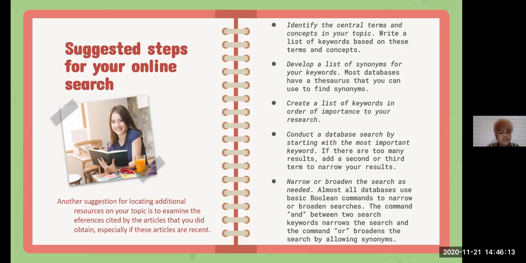To examine the references cited by the articles that you did obtain, especially if these articles are recent. Ang ginagawa ko naman ay isa sa technique din to. Kapag nakakuha ka na ng magandang RRL na related sa topic mo, tingnan mo yung mga references na doon. At yun naman ang hanapin mo. Kasi, hindi ka na mahirapan. Di ba? Pag nakakuha ka ng mga, let's say, 5 or 6 or 10, tingnan mo na yung mga references nila sa likod. Most likely, yun din ang reference mo dapat mong basahin.